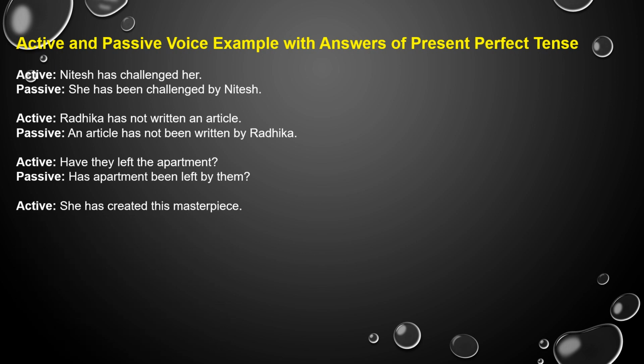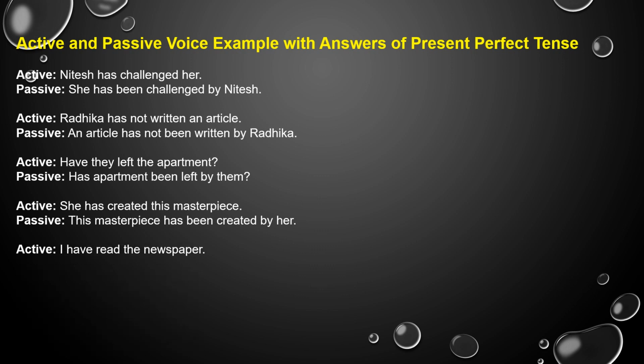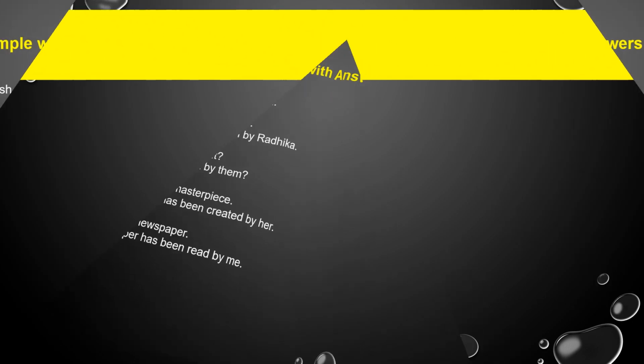Next, active: She has created the masterpiece. Passive voice: The masterpiece has been created by her. This tense is the present perfect tense. Next, active: I have read the newspaper. Passive voice: The newspaper has been read by me.